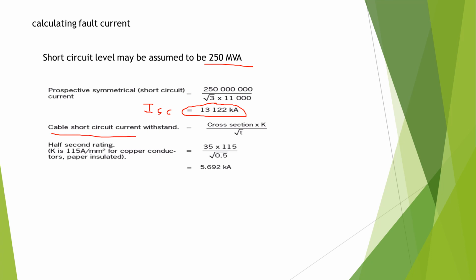This is very important. The short circuit withstand for half a second. Cross sectional area, K value. This K value is all you get from the manufacturer. The other two you take from the table and your time. Now we see that the K value is 115 amps per square millimeter of copper conductor, paper insulated. This is the cable that we're using.